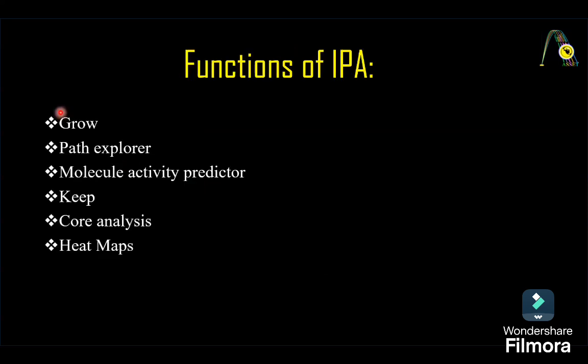So some of the functions that IPA employs are the grow feature, the path explorer, molecule activity predictor, keep, core analysis, and heat maps. In our upcoming sessions, we will be going over the grow, path explorer, molecule activity predictor, and keep as well. We won't be going over core analysis, but just be aware that this is another function of IPA. And this isn't an exhaustive list. There are other functions of IPA, but these are some of the functions that IPA employs.